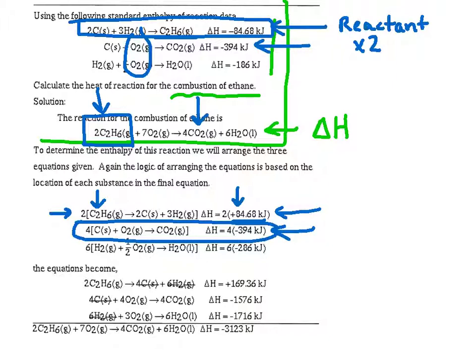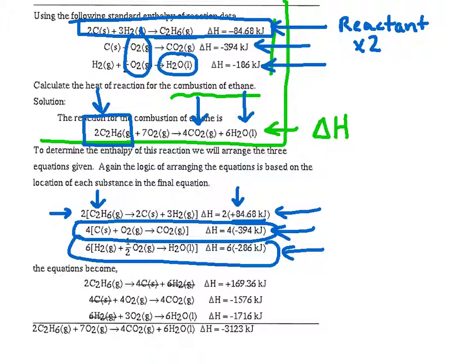The last thing they need in their target equation is 6 waters. Well, water appears here, but as in the problem with CO2, there's only 1 water, and we need 6. So they're going to take this whole equation and multiply it by 6. That's what they did right here. The whole thing is multiplied by 6, including the delta H. So they've now matched up and gotten everything that they need for their target equation.